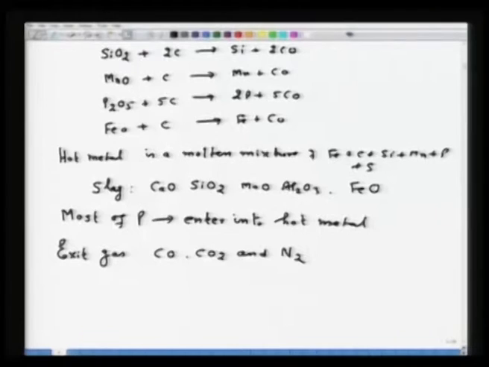and by virtue of the density difference between hot metal and slag, both are separated and hot metal and slag are tapped. So, this is what, from the material balance point of view, I presented as a very brief overview of the iron making. Now, let us see the material balance in iron making.